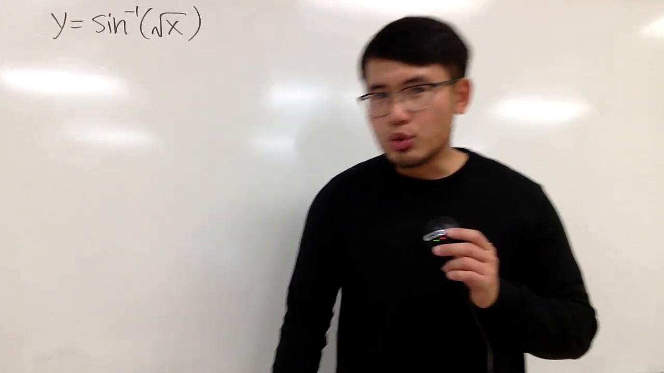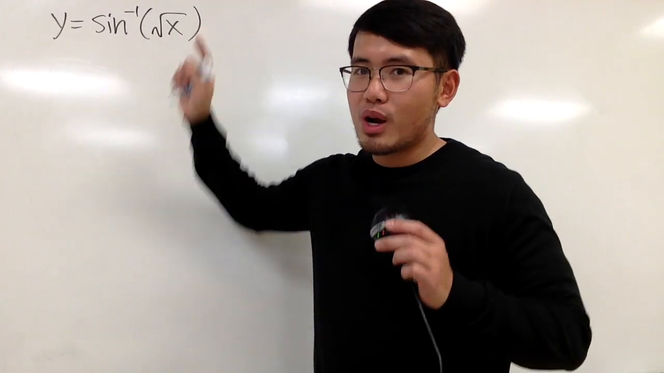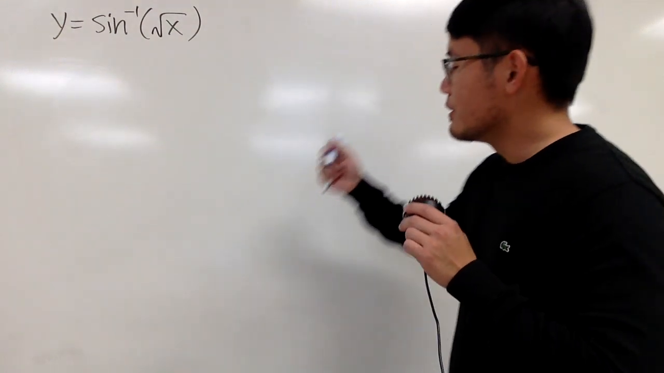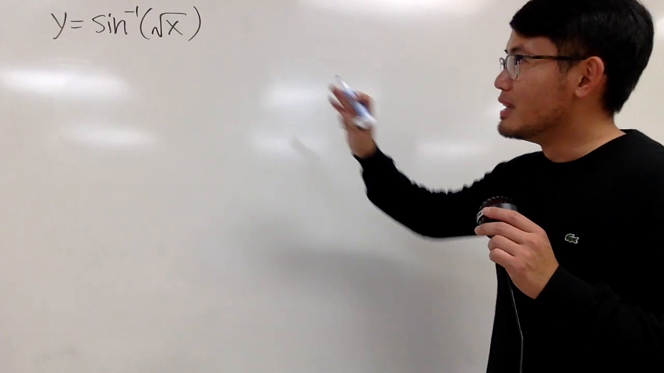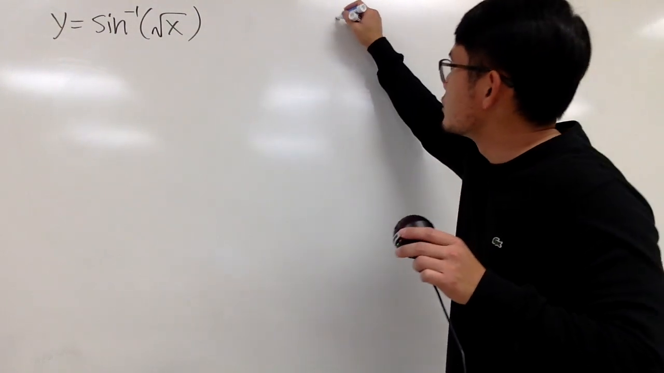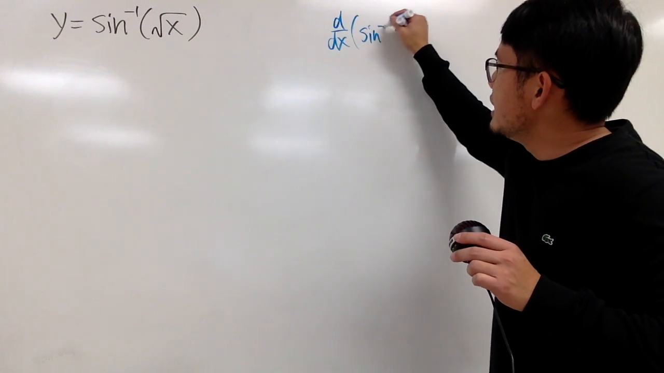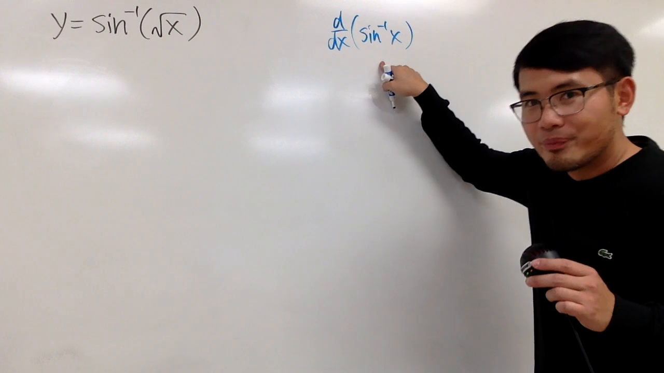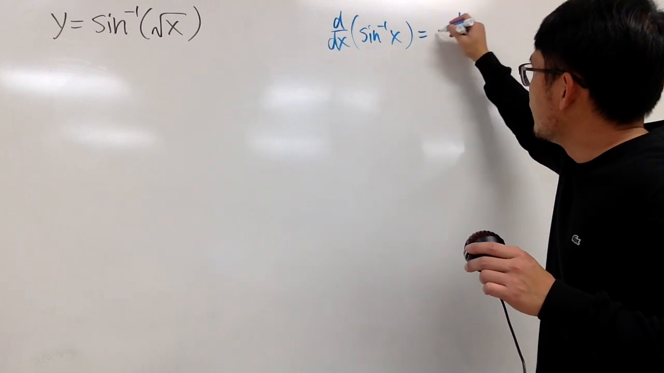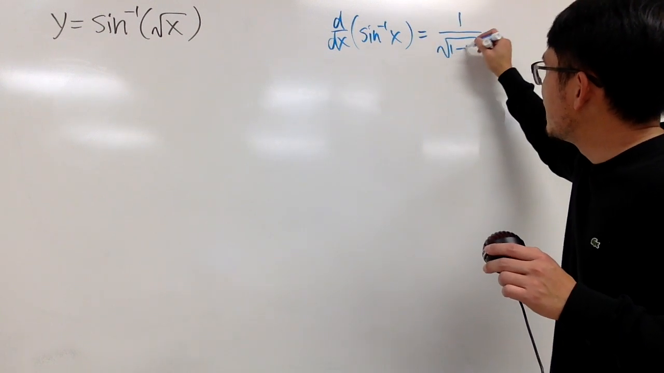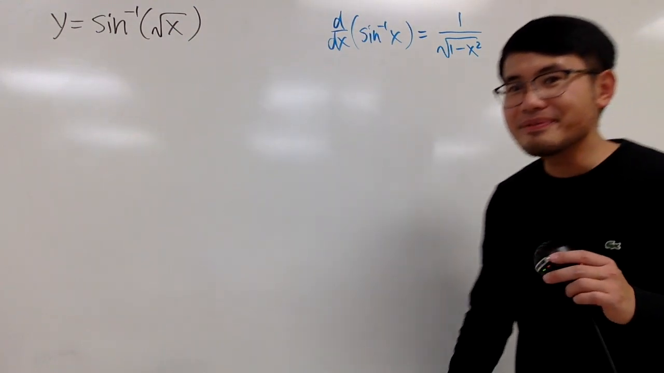Okay, we're going to find the derivative of the inverse sine of square root of x. So first of all, we have to remember what's the derivative of inverse sine of x, right? So let me just write this down right here for you guys. Remember, when we have just the inverse sine of x right here, its derivative is 1 over square root of 1 minus x squared. Okay?